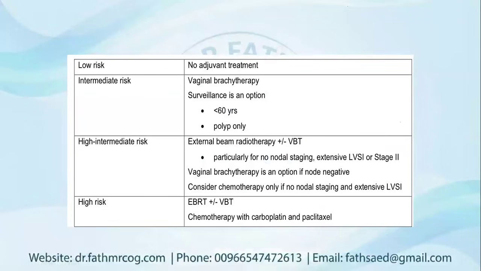And I keep this for you, it will be easy for you. The patient who is low risk, this is the one with only surgery. The one with intermediate risk, you will add vaginal brachytherapy. The patient with high risk, you will add external beam radiation therapy. Please keep this one in the group so you remember.